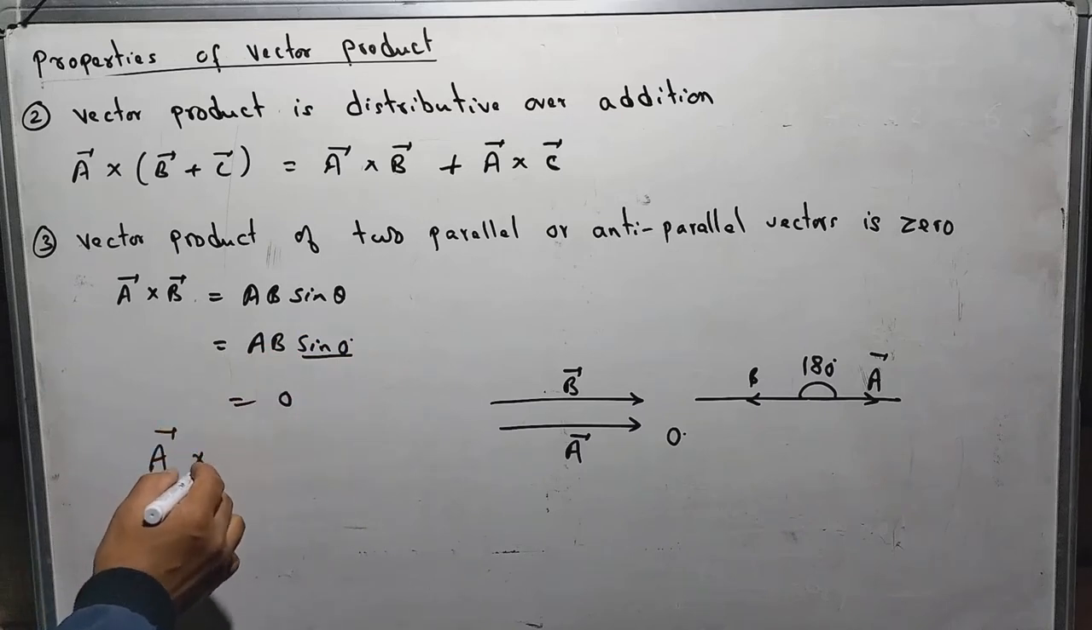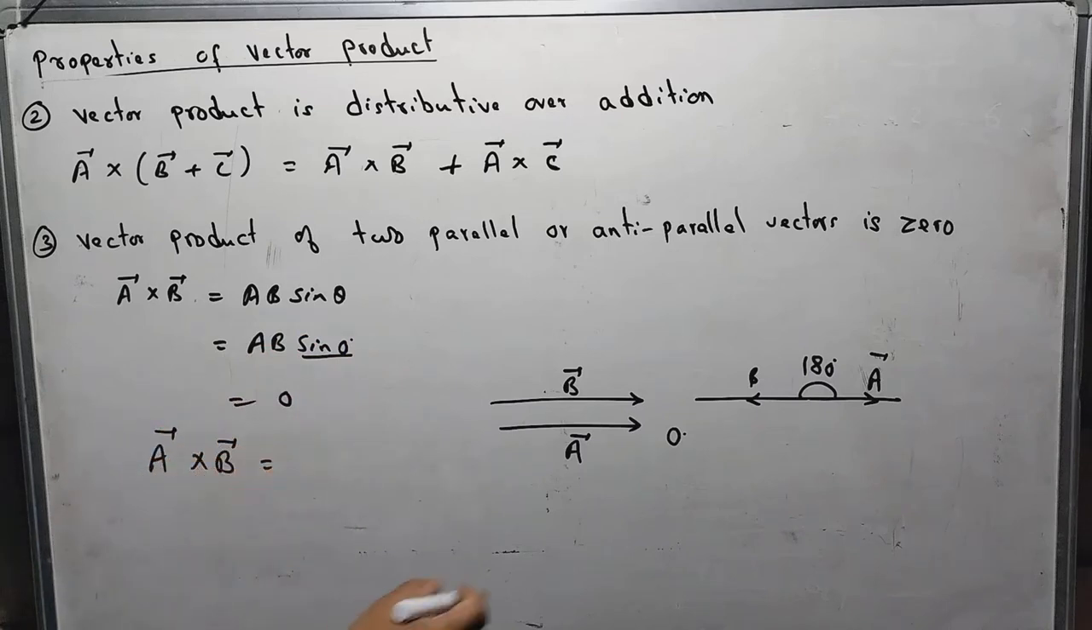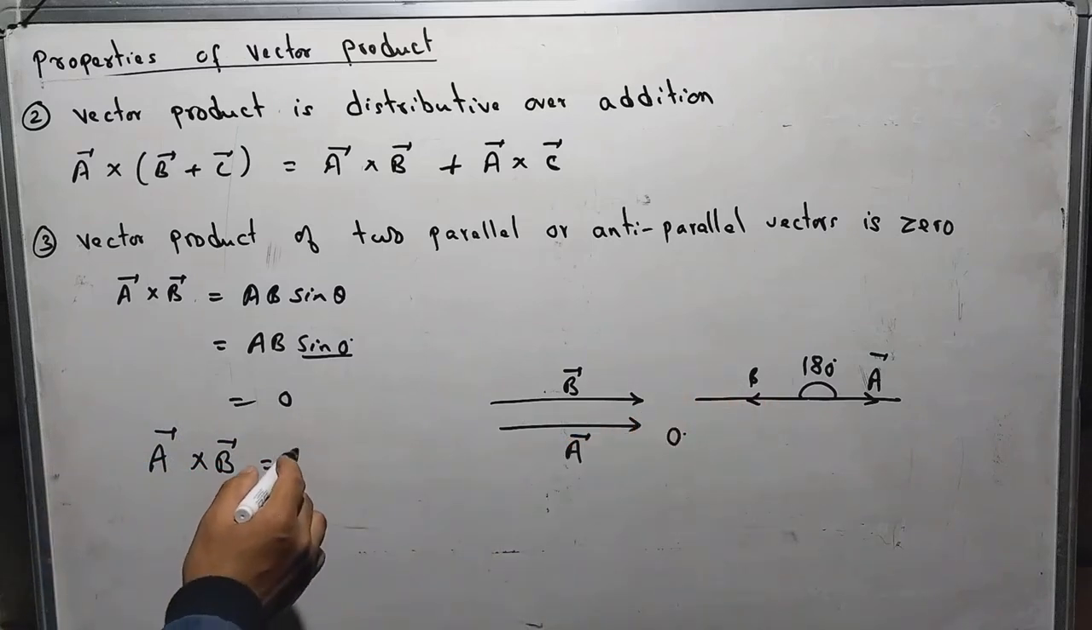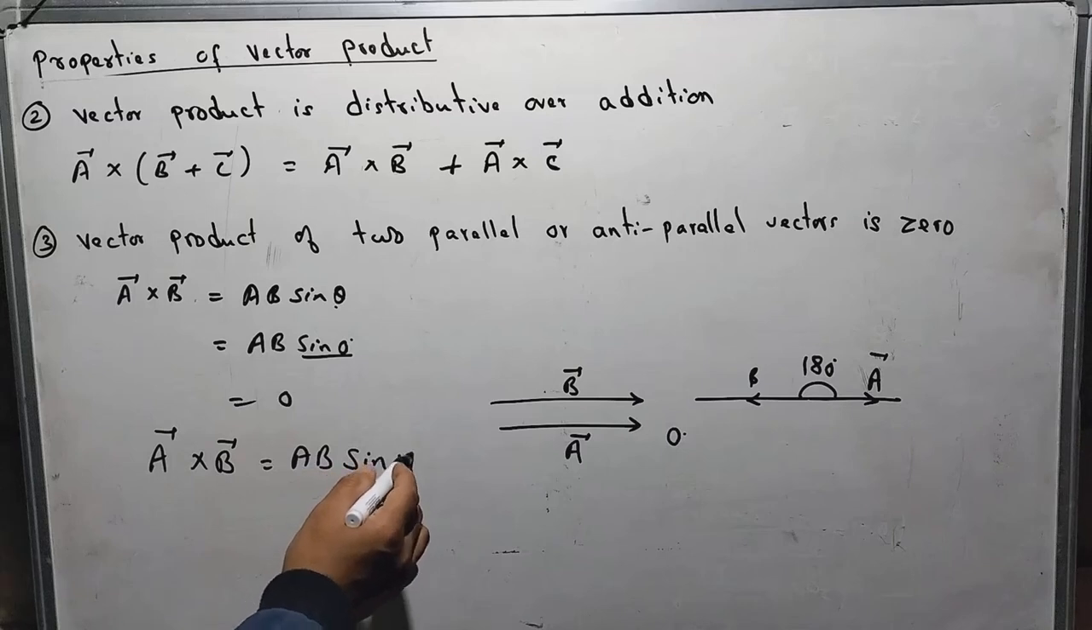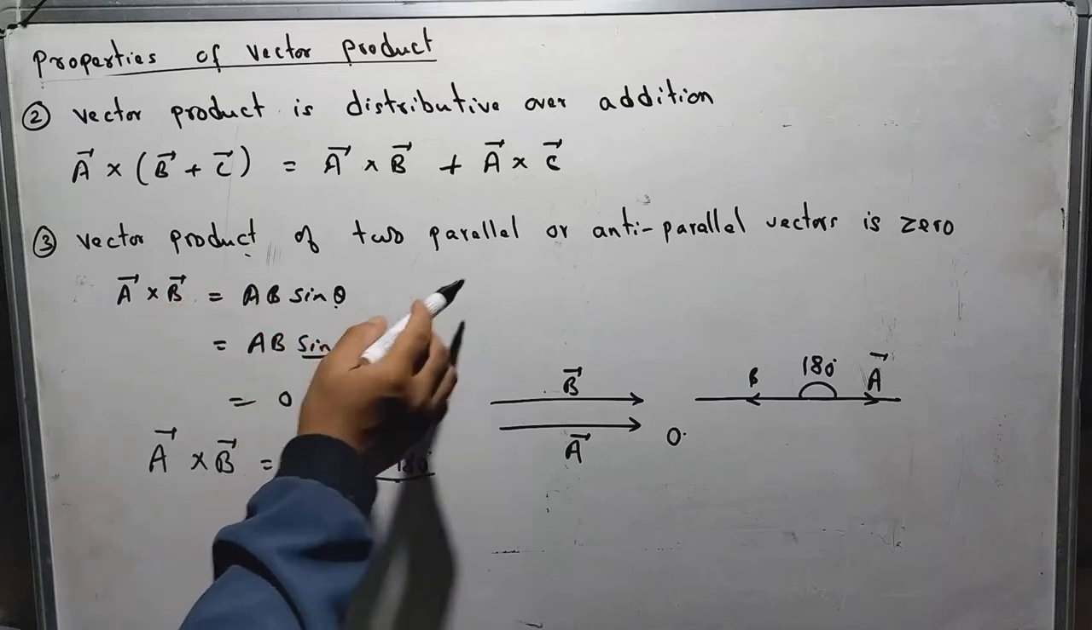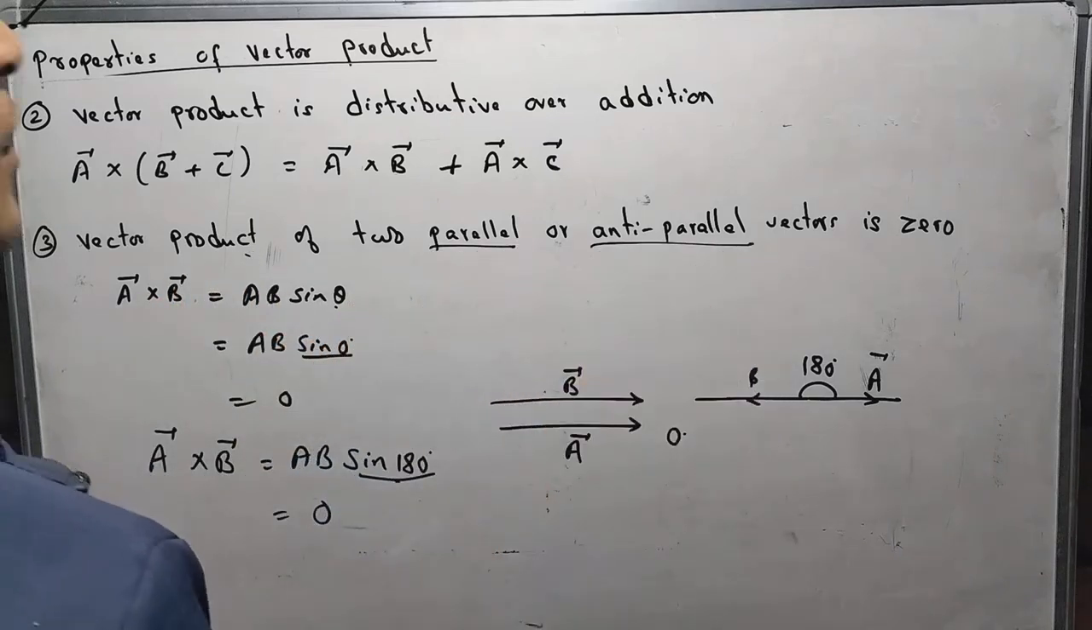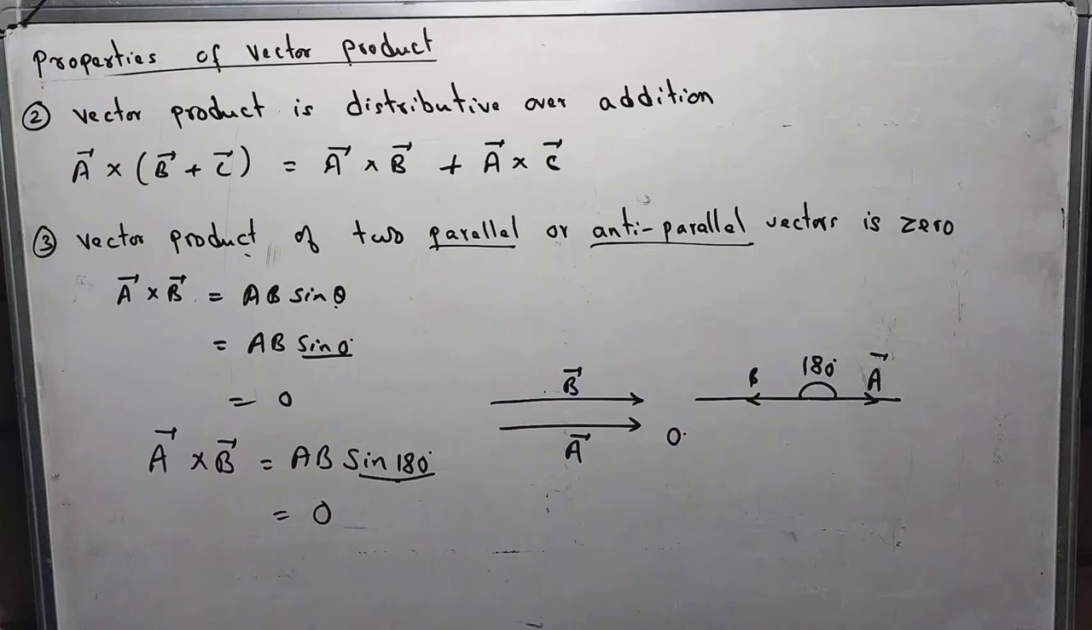Again, A cross B is equal to, when they are anti-parallel, what about theta here? Angle theta is equal to 180 degrees, so sine 180. And you know sine 180 is 0, so 0 into AB will be 0. So that is why the vector product of two parallel or anti-parallel vectors is always equal to 0.